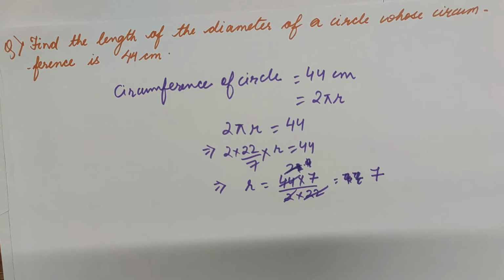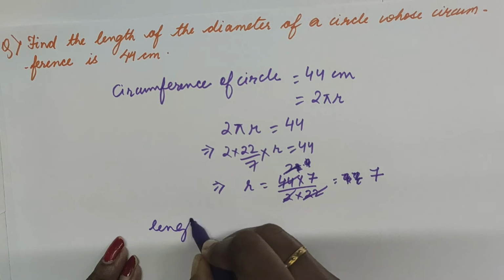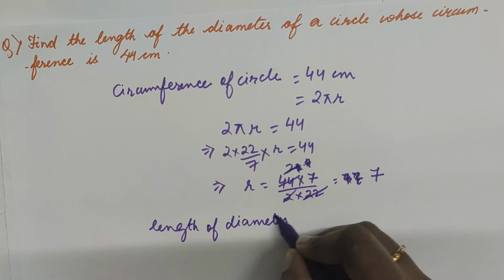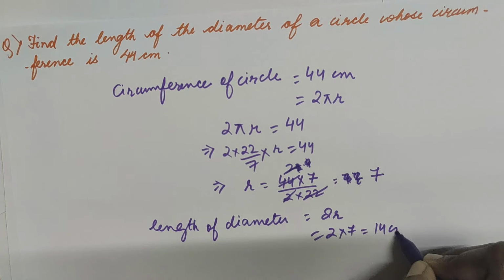Here I don't have to calculate the radius, but I have to calculate the length of the diameter. So the length of diameter, as all of us know, is twice the radius. That is 2r, that is 2 into 7. 14 centimeter is our answer.